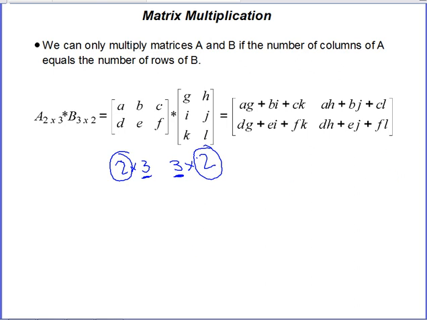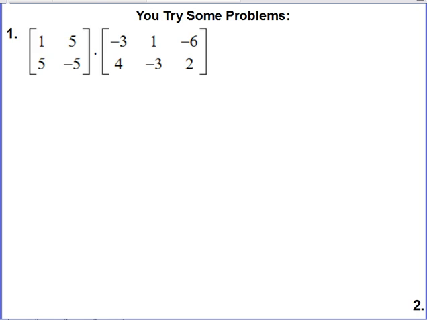So let's look at some examples with numbers. So here I have two matrices. First let's check and see if they can be multiplied. So this is a 2 by 2. And this is a 2 by 3. So they can be multiplied because 2 and 2 are the same number. And my answer is going to be a 2 by 3 matrix.